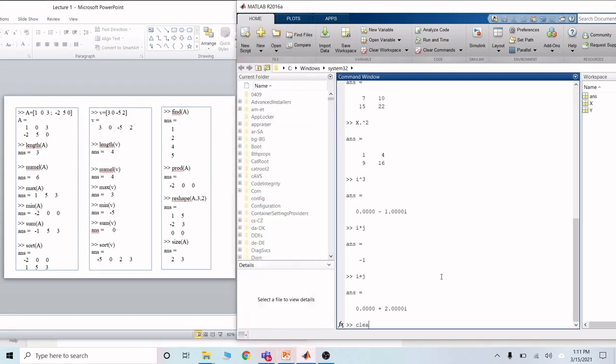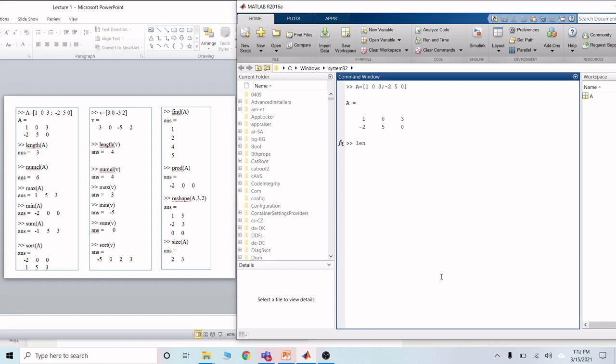First of all, clear for the workspace, and clc for the command window. Okay, A is equal to [1, 0, 3; -2, 5, 0]. This is the matrix, a 2 cross 3 matrix: 1, 0, 3, -2, 5, 0. Okay. Length of A gives the number of columns.